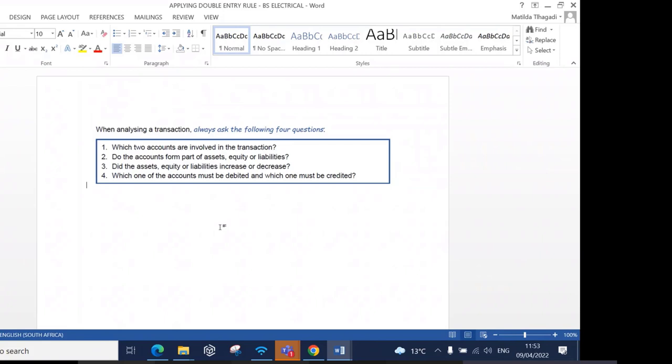So basically, I want us to apply these four points when applying the double entry principle. In applying the double entry principle, I want us to answer those four questions using those four transactions. So I'm going to go back and show you the exercise.